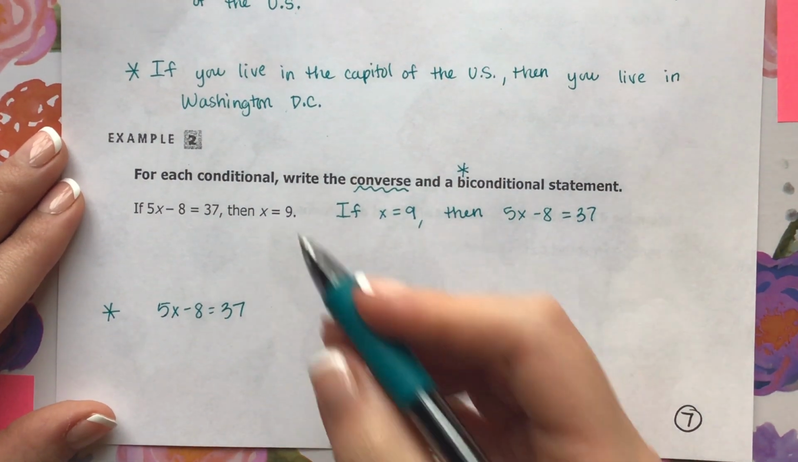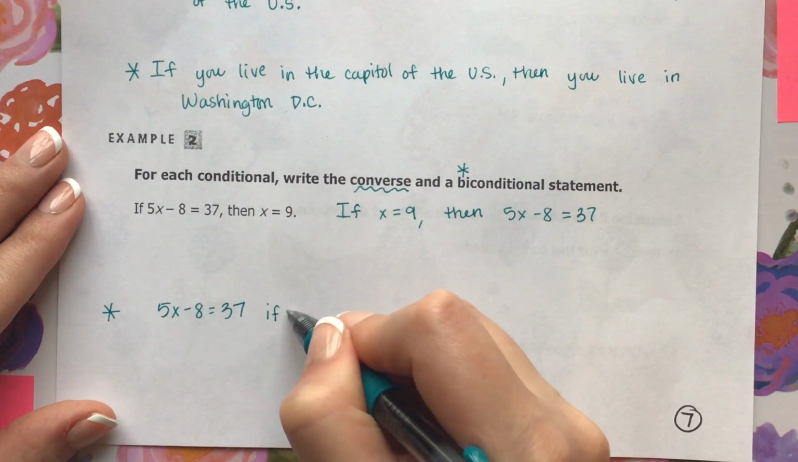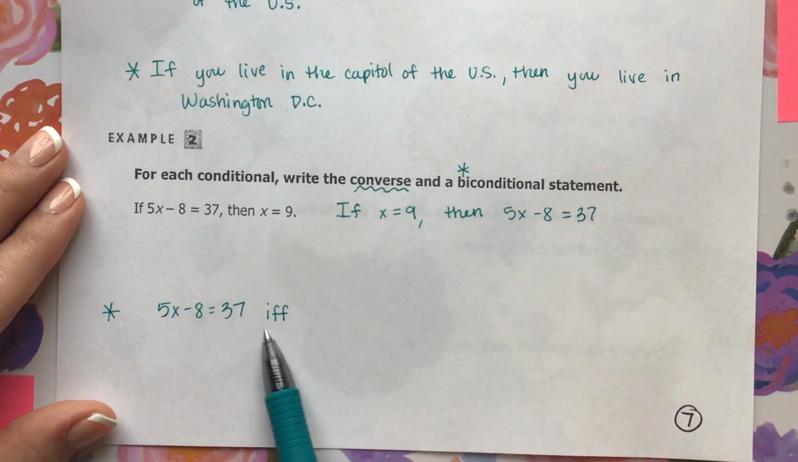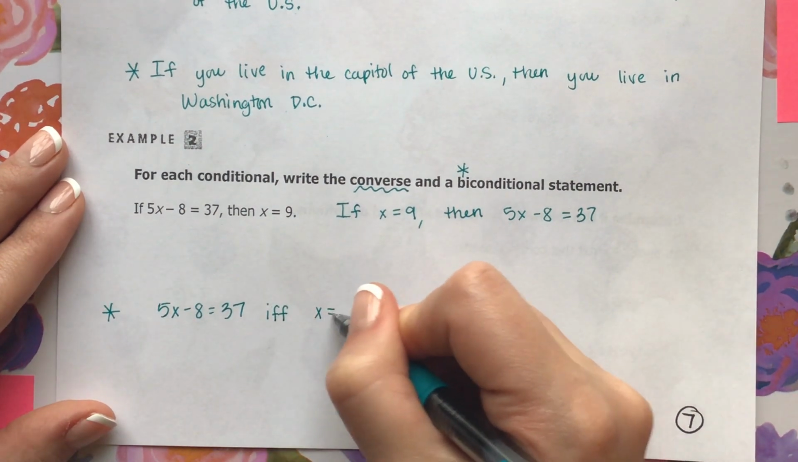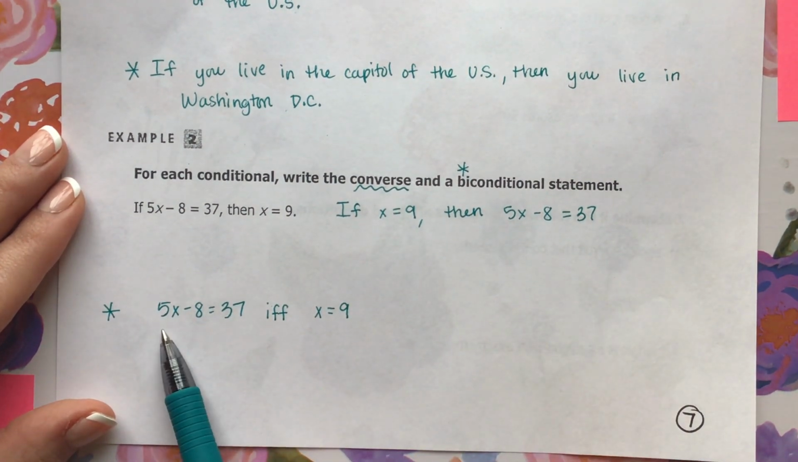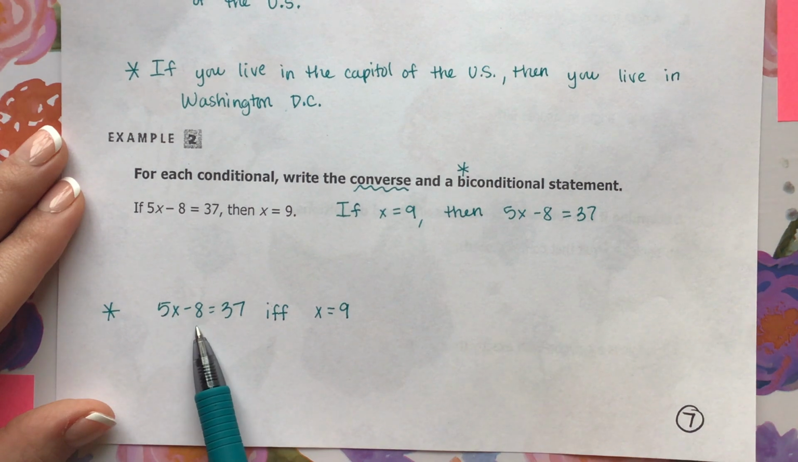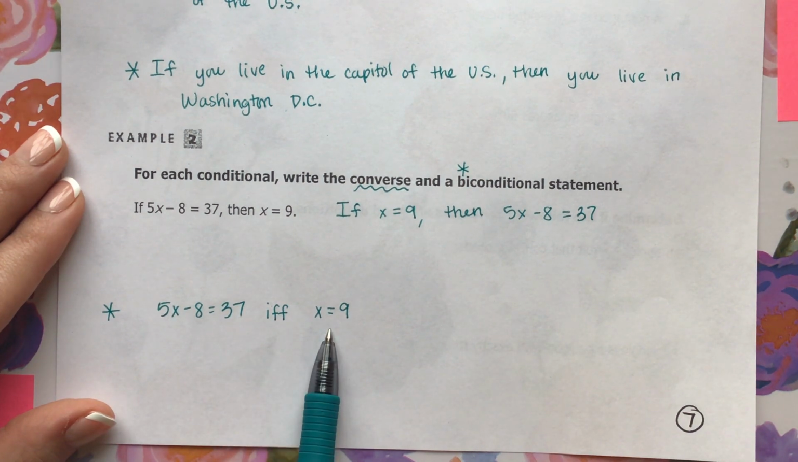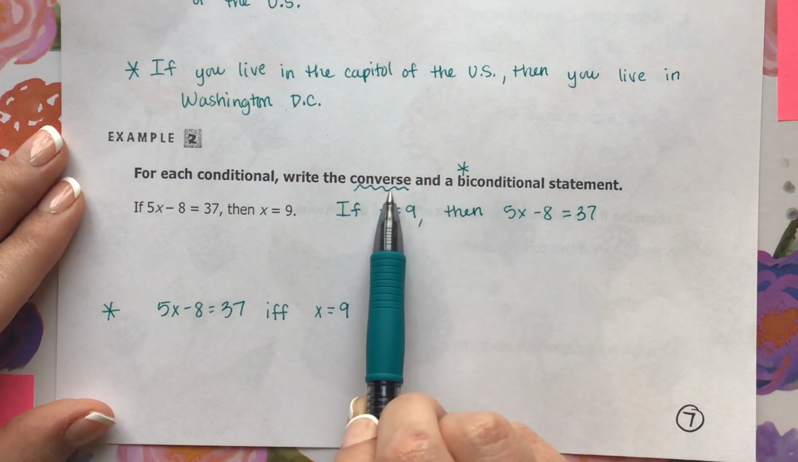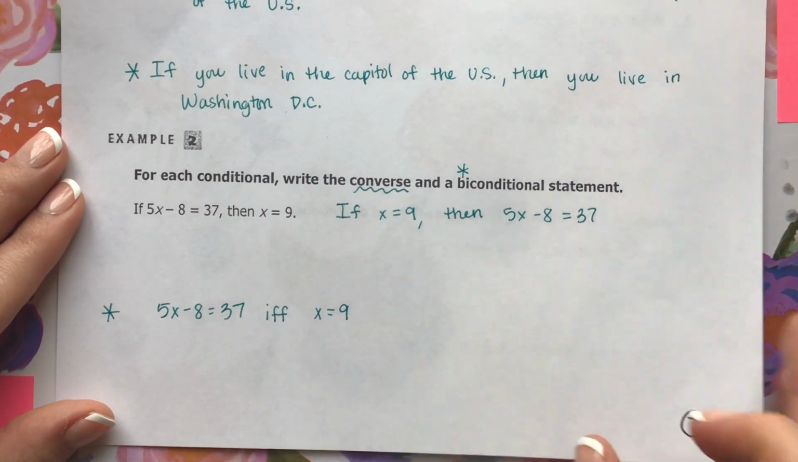If and only if, and I'll go ahead and put in my symbol. This means if and only if again. X equals 9. So let's read that out loud one more time. 5x minus 8 is equal to 37 if and only if x equals 9. So there we did it. We did the converse and the biconditional, so we're done with that example.